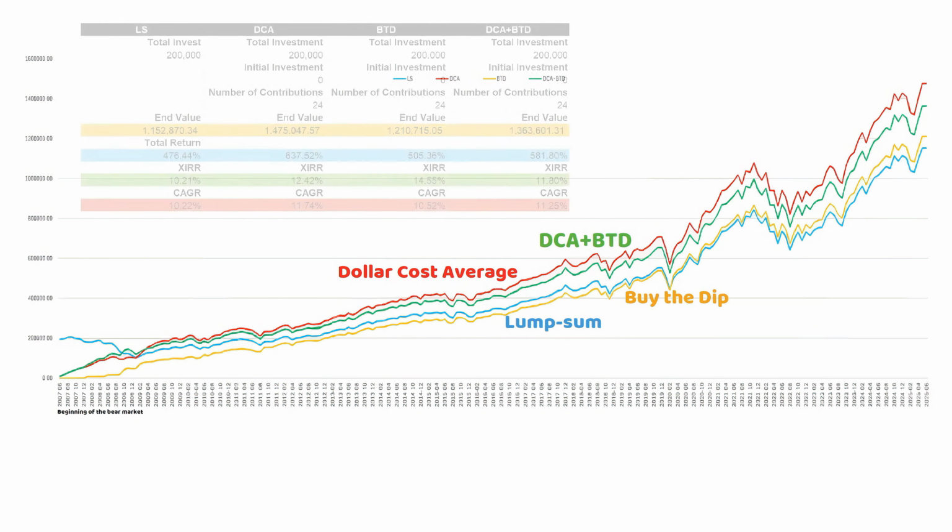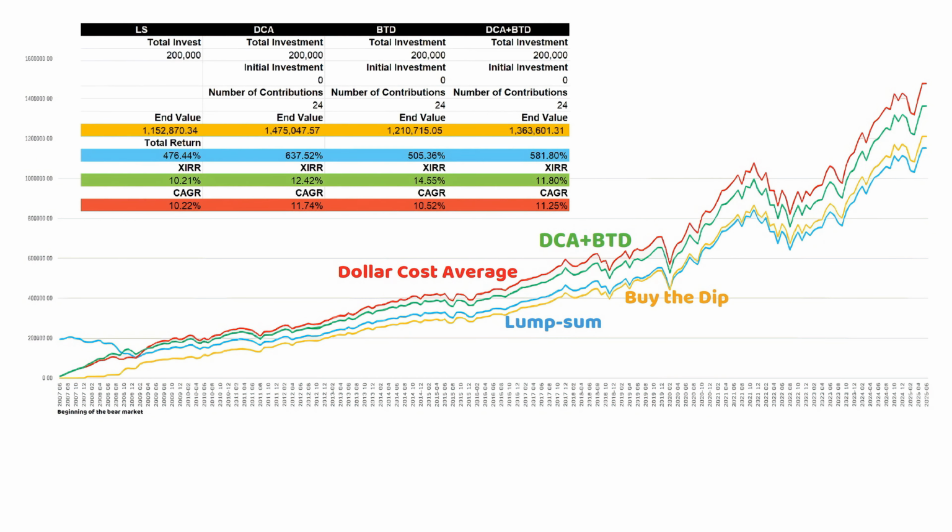call DCA plus BTD. Specifically, lump sum, LS, means investing the entire 200,000 Australian dollars at once in June 2007 and then holding it, buy and hold. We chose this start date to observe the effect of entering at a market peak and then experiencing at least 3 bear market declines. The second method is dollar cost averaging, DCA, starting in June 2007.